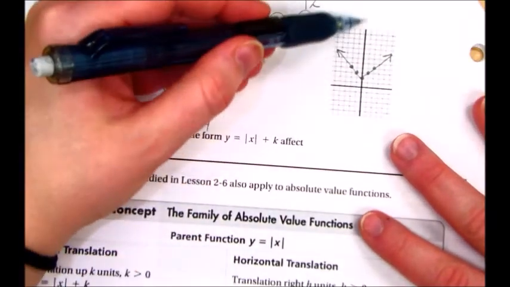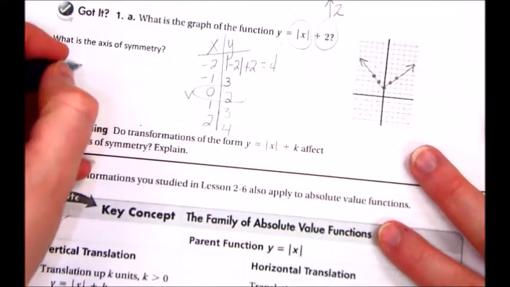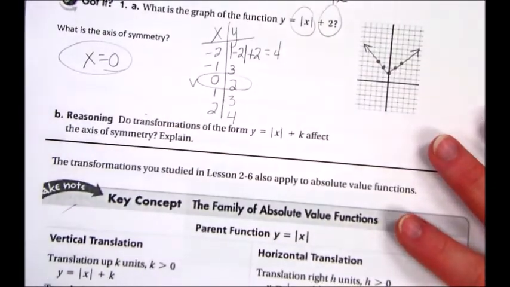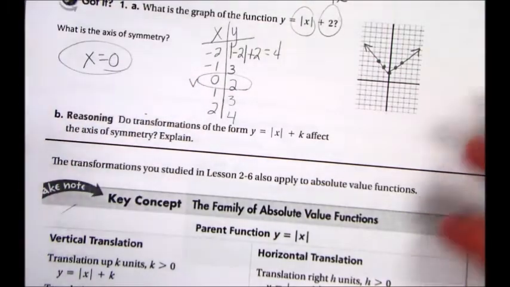Axis of symmetry, again, it's right there in the middle. Do you see it? You just write x = 0 because it's right smack dab on your y-axis. And hopefully you understand this one has been moved up 2.